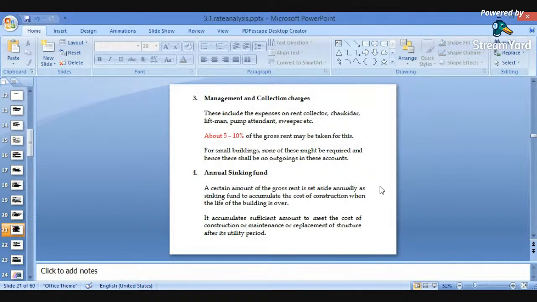Again, the next outgoing in this case is the annual sinking fund. We will see what exactly a sinking fund is in the next slides. A certain amount of the gross rent is set aside annually as a sinking fund to accumulate the cost of construction when the life of the building is over. So every year we keep some amount from the rent.